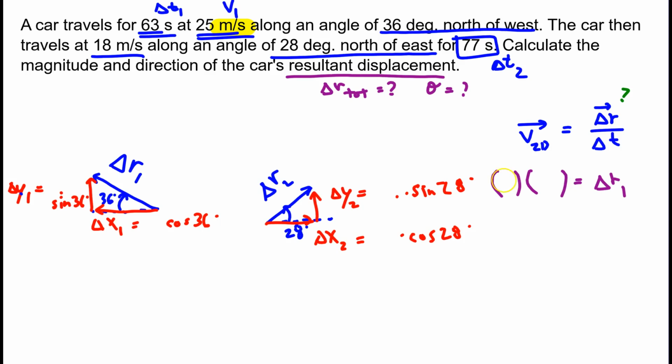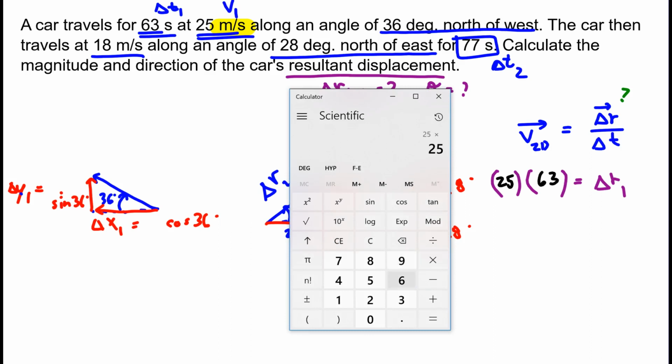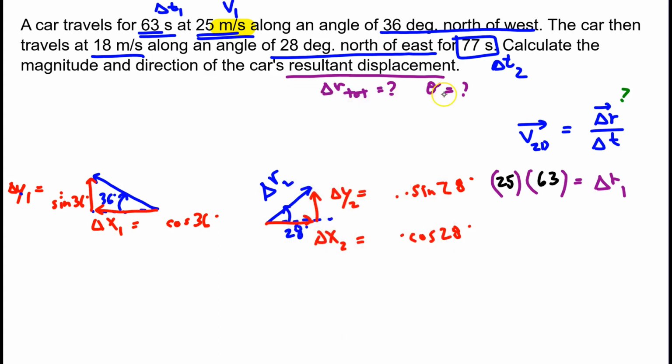So again, what's my first value of velocity? It's 25. How long am I traveling? 63 seconds. And now I have something that I can put as the hypotenuse. Show this work, 1575. That's the true hypotenuse, and that's what I put into my equation. 1575 times sine and 1575 cosine. I do make this first guy negative because it points to the west.